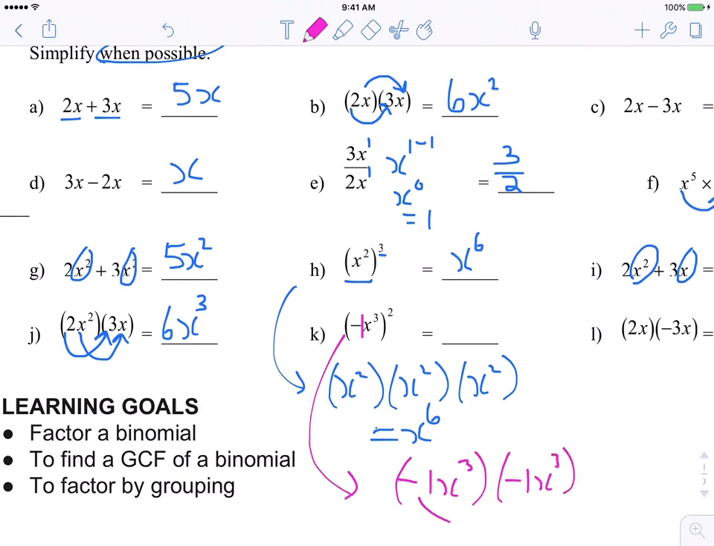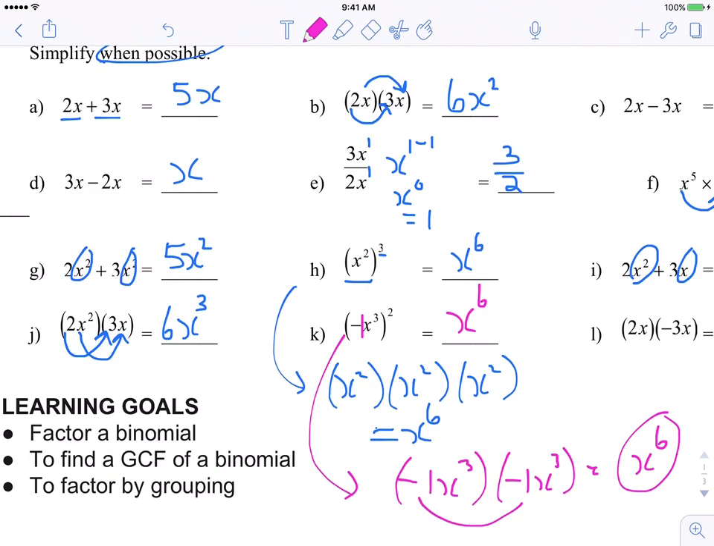The negative 1 times a negative 1 gets us a positive 1. And x cubed times x cubed, we'd have x to the power of 6 because we'd add those. But remember, we've got to delete that 1 because for good form, we don't write the 1. So it just equals x to the power of 6. And that's what that is going to be right here.